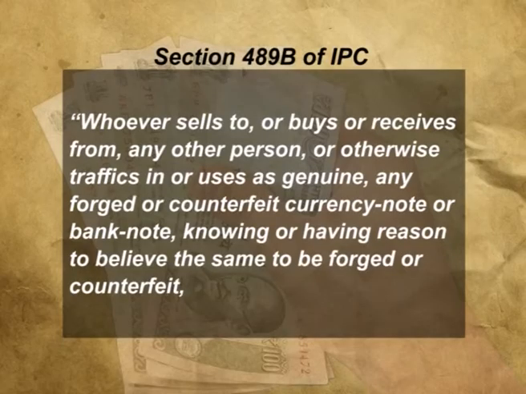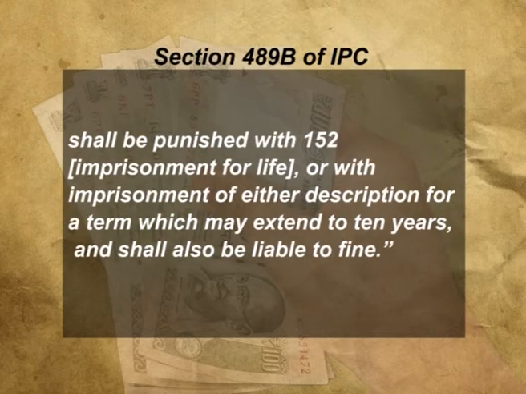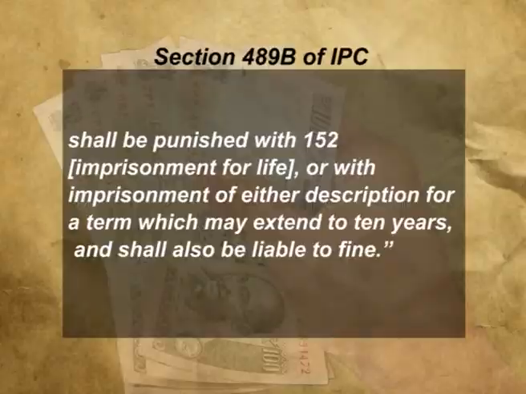Section 489B of IPC. Using as genuine forged or counterfeit currency notes or banknotes. Whoever sells to or buys or receives from any other person or otherwise traffics in or uses as genuine any forged or counterfeit currency note or banknote, knowing or having reason to believe the same to be forged or counterfeit, shall be punished with imprisonment for life, or with imprisonment of either description for a term which may extend to 10 years and shall also be liable to fine.